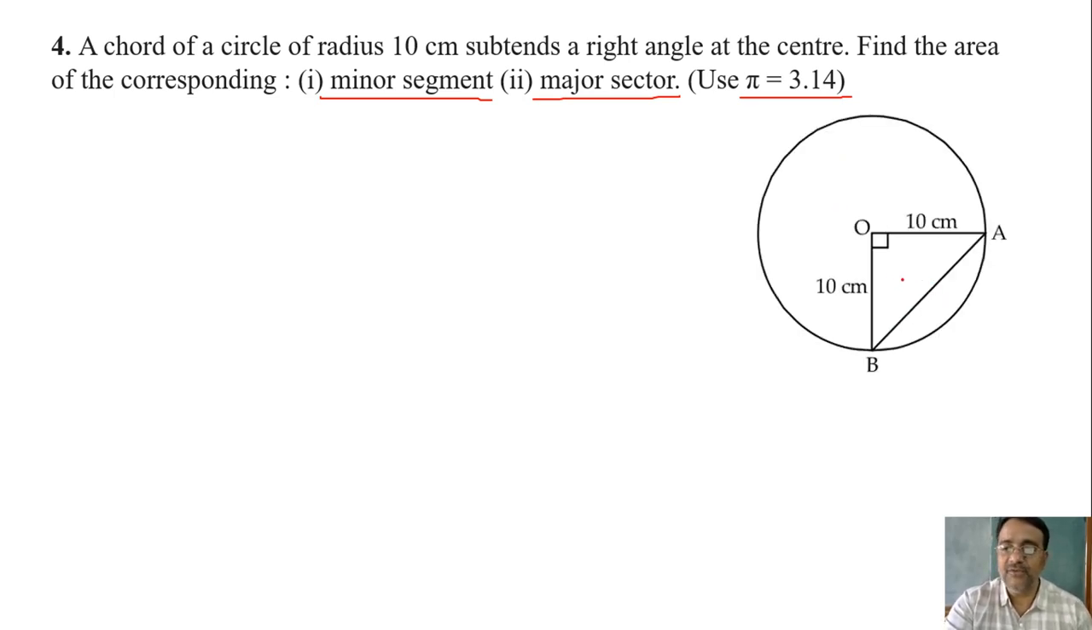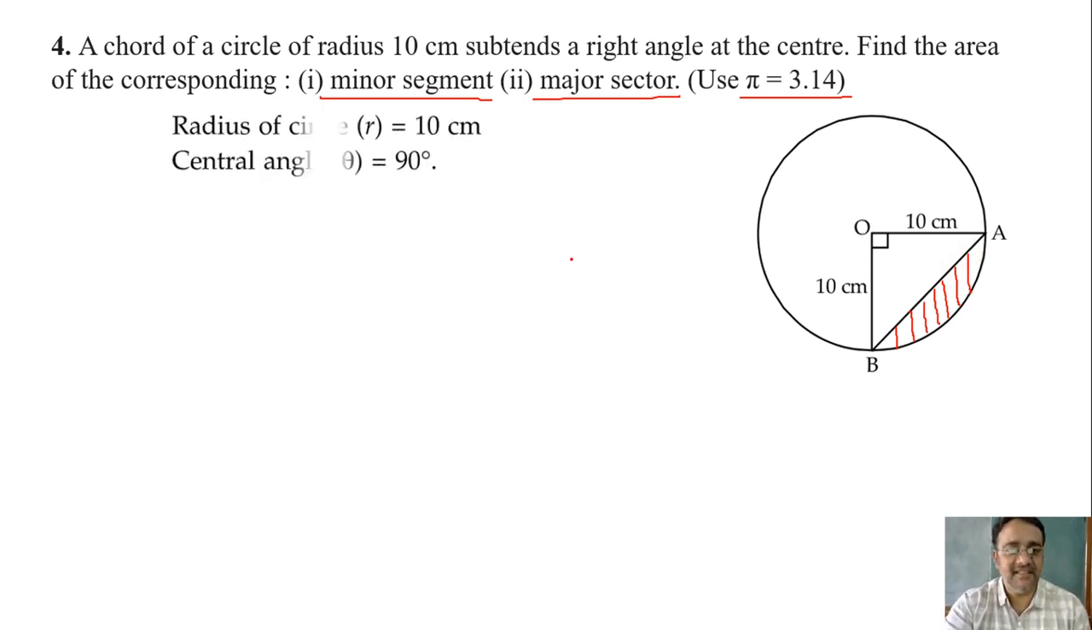Now we have to find the area of the first, minor segment. Minor segment means this area we have to find. So for that, what is the formula? Area of minor sector minus area of triangle. Okay, so first we will find the area of minor sector.